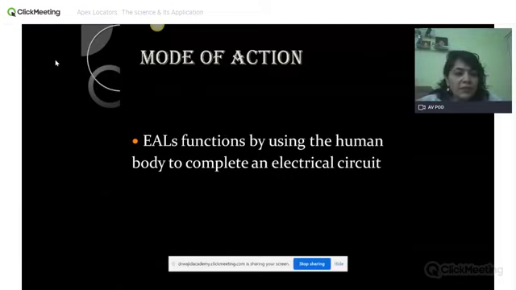Electronic Apex Locators, if you read or listened to history carefully, function on a very basic fact that we are using the human body to complete an electrical circuit. Now, an electrical circuit is something which we don't deal with in a human body every day. So a little bit about the basics of electrical circuit, which we all have done previously. It's just a quick recollection.